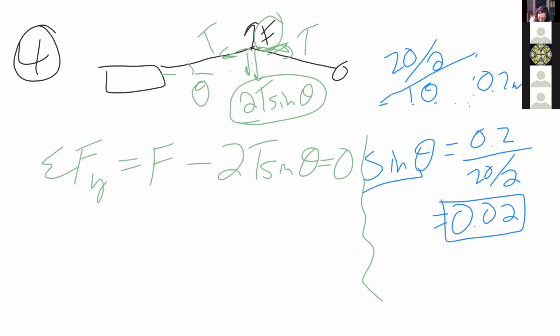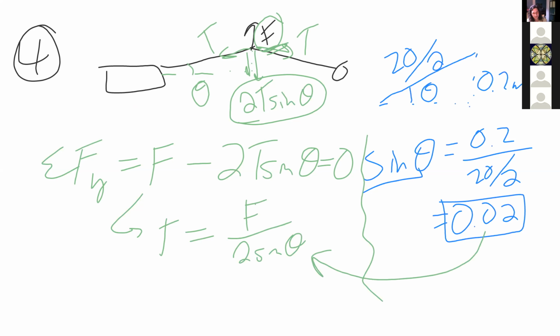Ultimately, what we're looking for is the tension. So solve for the tension here. You have that the tension will be equal to F over 2 sine of theta. And we're given the applied force, so we plug that in on the top. And then we just plug in the value for sine theta that we found in the blue here on the bottom. And that will give you your tension in the rope.